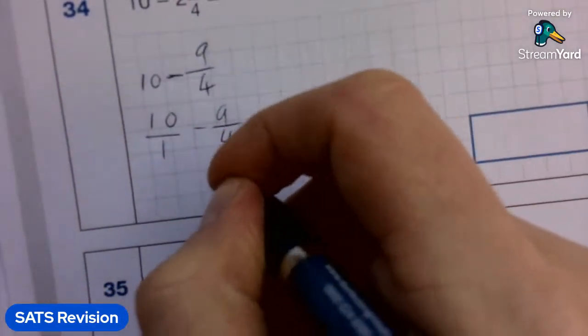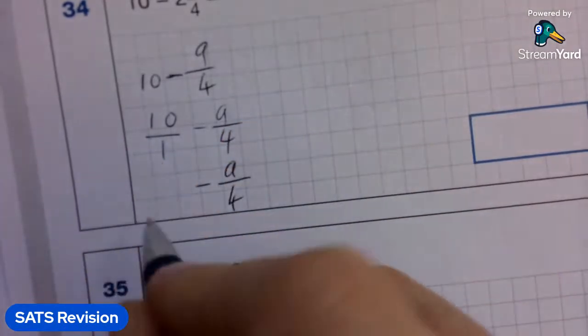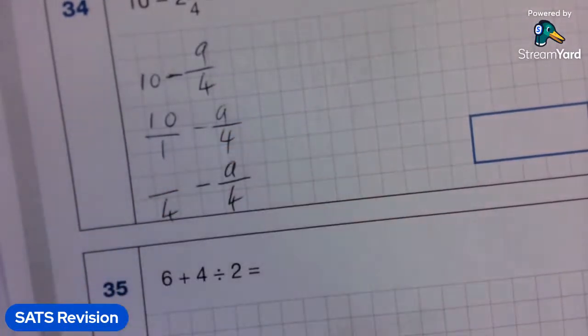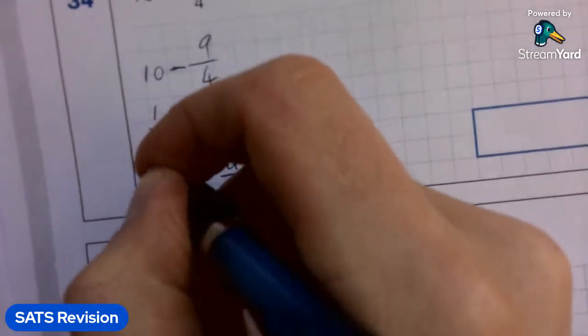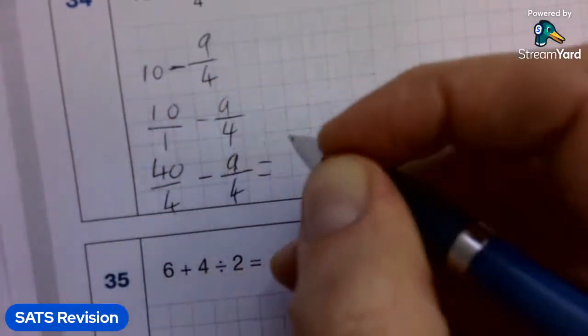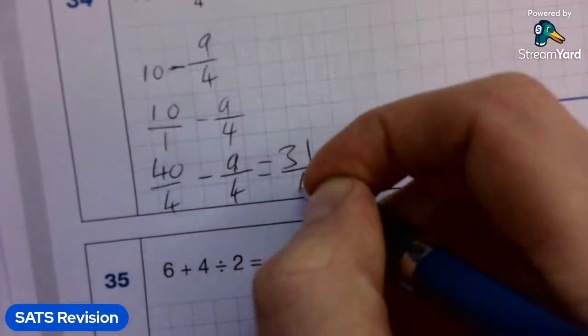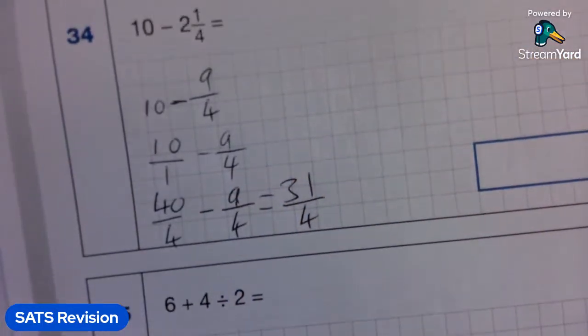You could do that as 9 quarters, and then that to 4, because 1 is in the 4 times table. So then that'll be 40. So that'll be 31 over 4. Yeah, that's fine as an answer.